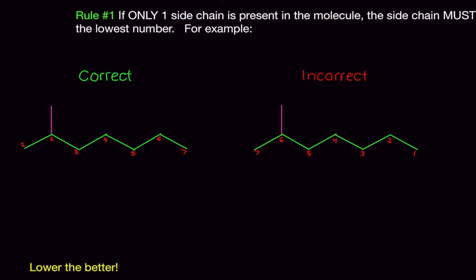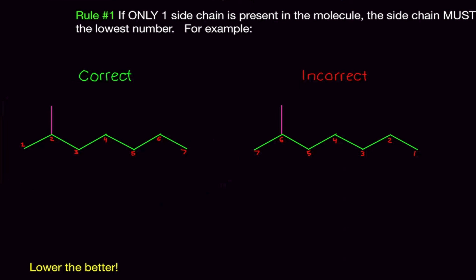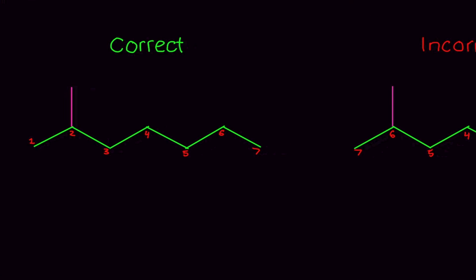Why is this incorrect? The reason is that the methyl group must be assigned the lowest number. Here the methyl group is assigned to carbon number 2. Here it's assigned to carbon number 6. 2 is lower than 6. So the way you number the parent chain is this way, on the left-hand side. We have to make sure the side chain is assigned the lowest number. That's it. That's rule number one.